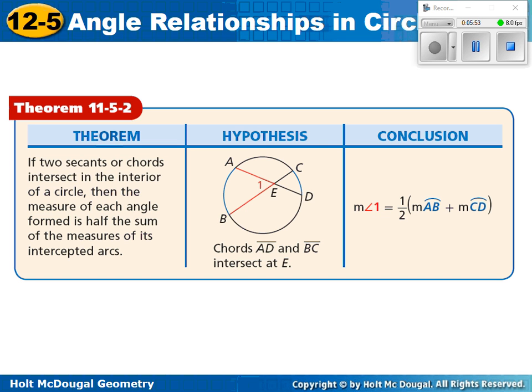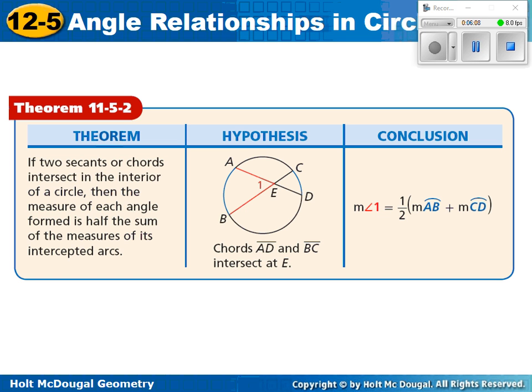Is it at the center? Is it on the circle? Or is it inside the circle, but not at the center? So for example, I'm going to label these points A, B, D, E, and F.